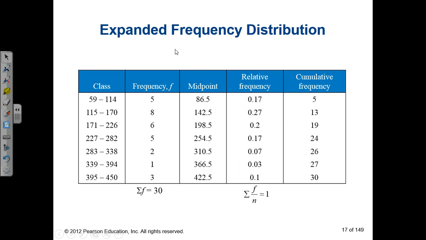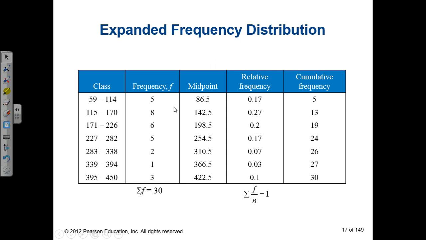So here we have what's known as an expanded frequency distribution. It is our classes, our frequencies in each class, the midpoint for each class, the relative frequency. Now also, if you add up these numbers, they should sum to 1. If you've done any rounding, it may be just close to 1. And the cumulative frequency is adding each one.